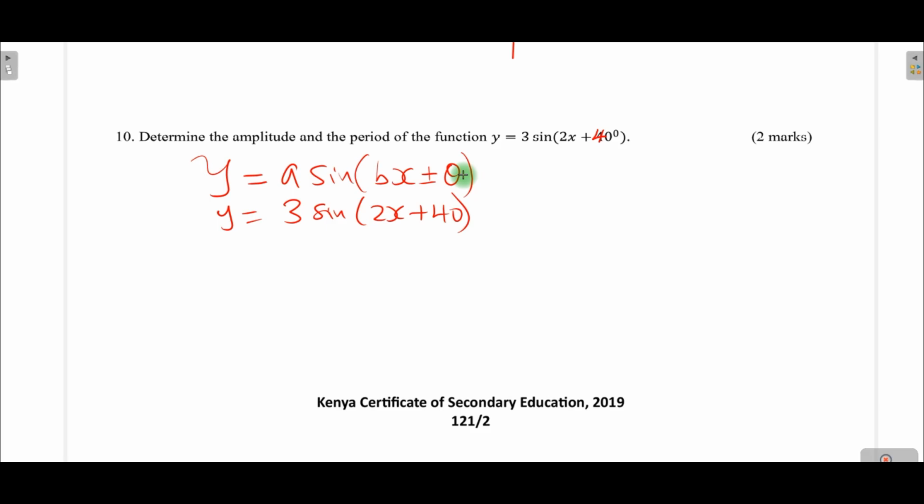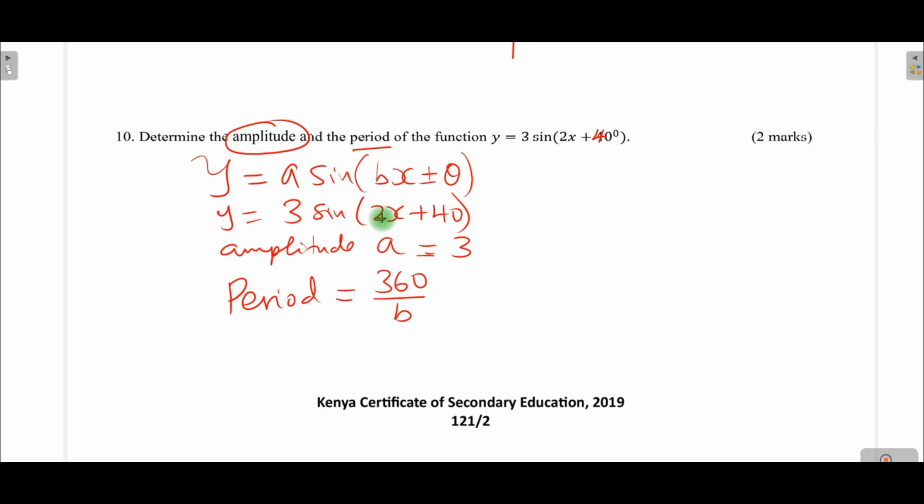And therefore we need to find the amplitude A. So in our case, A corresponds to 3, so the amplitude is 3 units. And then the period of the function is given as 360 divided by B, and in our case B corresponds to 2, therefore the period of this curve is 360 divided by 2, and therefore the period of the curve is 180 degrees. We proceed on to the next question.